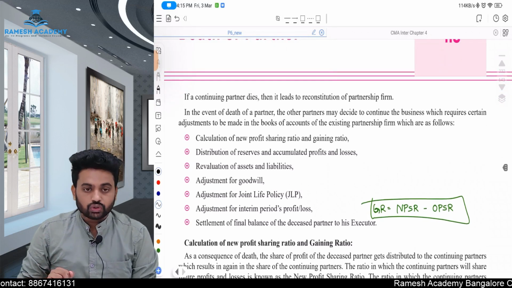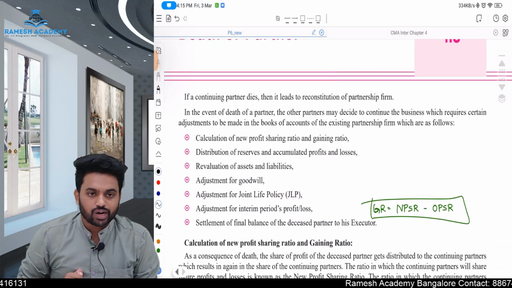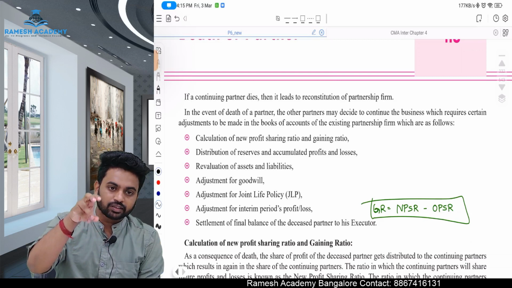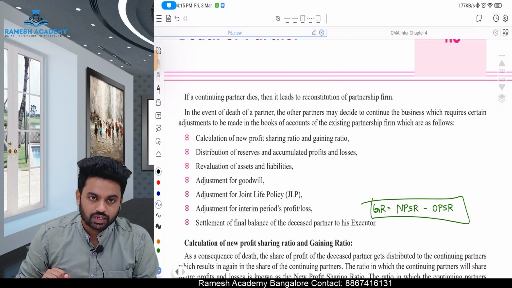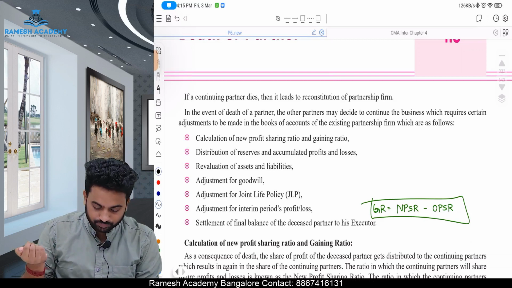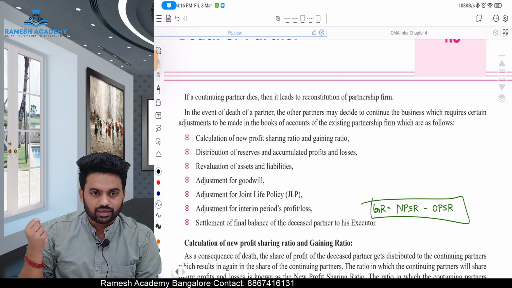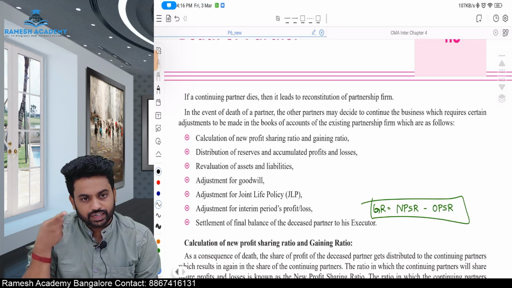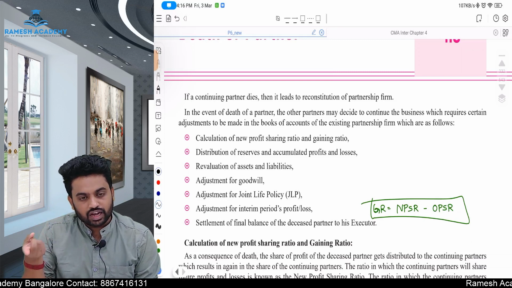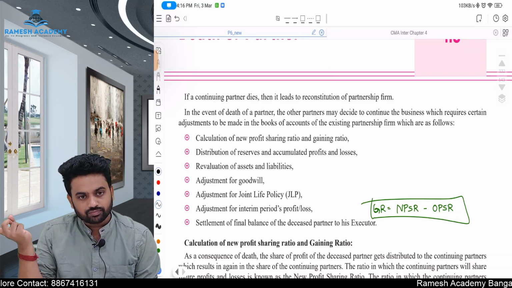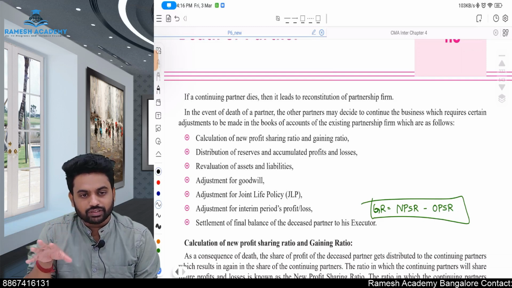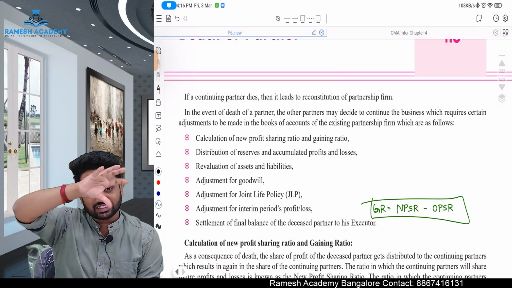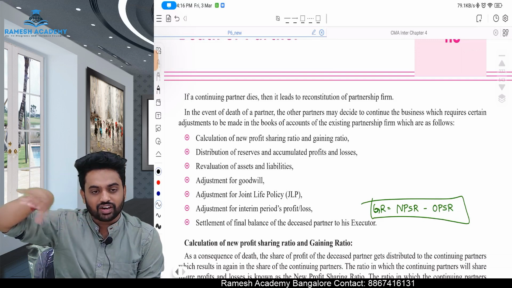Okay. So when the death occurs, what happens? Firm reconstitution takes place because the number of partners will decrease. So in the event of death, we are going to adjust many things. Before that, death might occur at the beginning of the year, or at the end of the quarter, or at the end of the half year, or at the end of the year. Death will not occur in between. Practicality for the date is something else. Here it is quarter end, half year end, or year end.